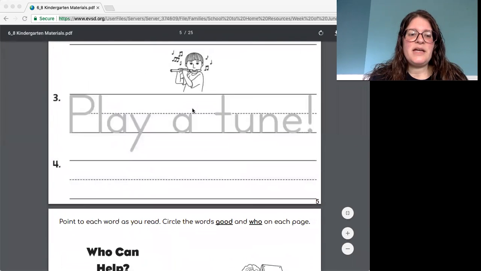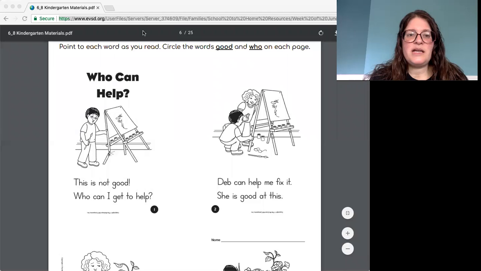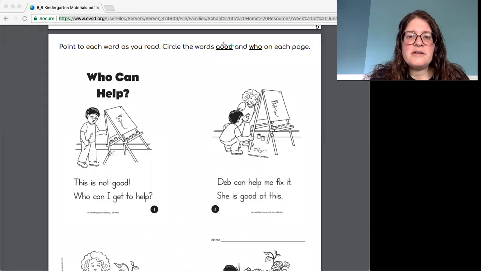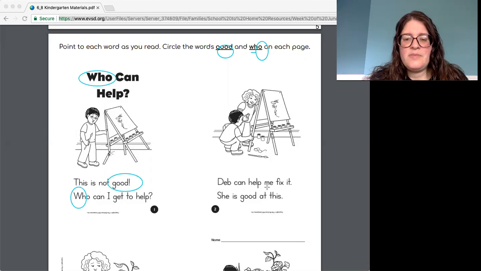And if we keep on going, we're going to look down at this page here, and we're going to be reading some words here. They're sight words. They are good and who. So what we're going to do is look as we're reading for these words, good and who. Who can help? This is not good. Who can I get to help? Deb can help me fix it. She is good at this.